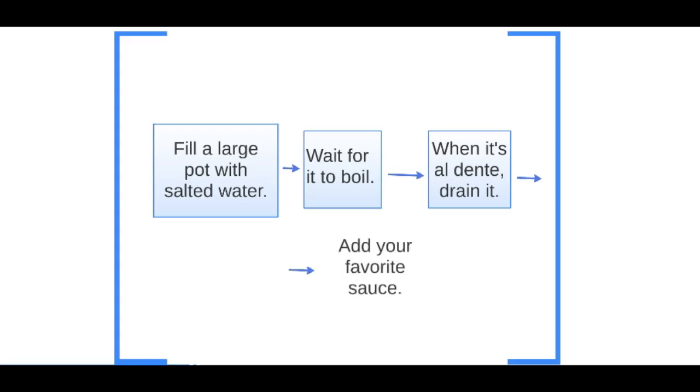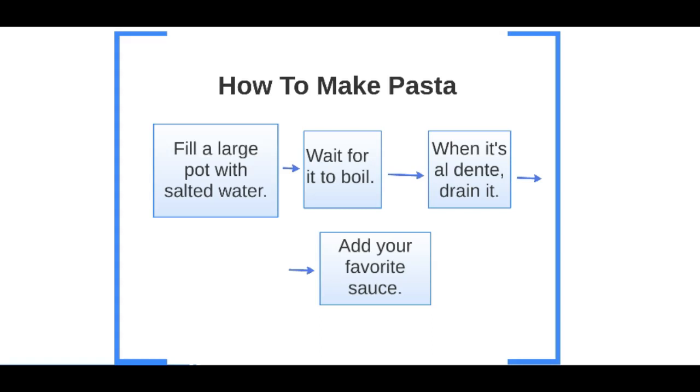Finally, I'm going to add my favorite sauce. And that's my last step. So I don't have any more arrows to do. I only have one more thing to do to make this map complete though. Remember the all-important title. If I don't have a title, it's going to be harder for me to make use of it later. In this case, my title, How to Make Pasta.